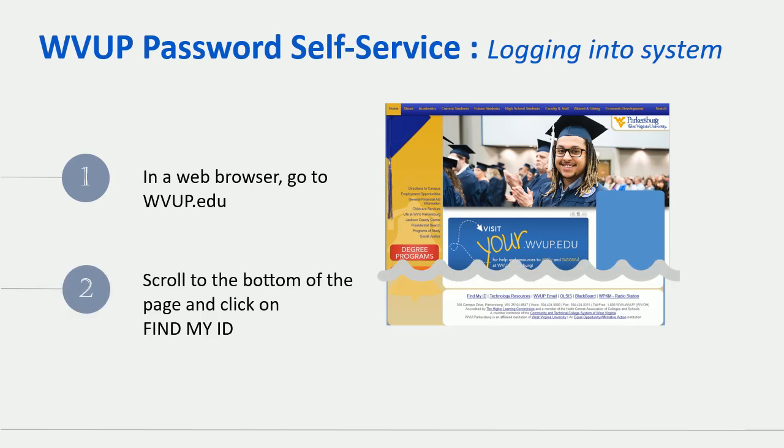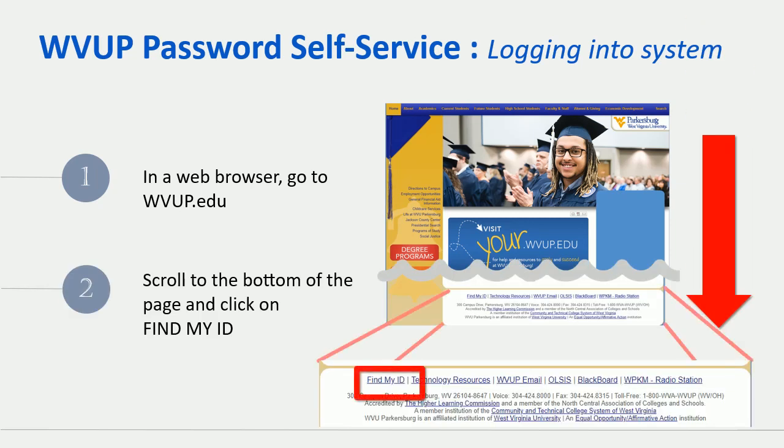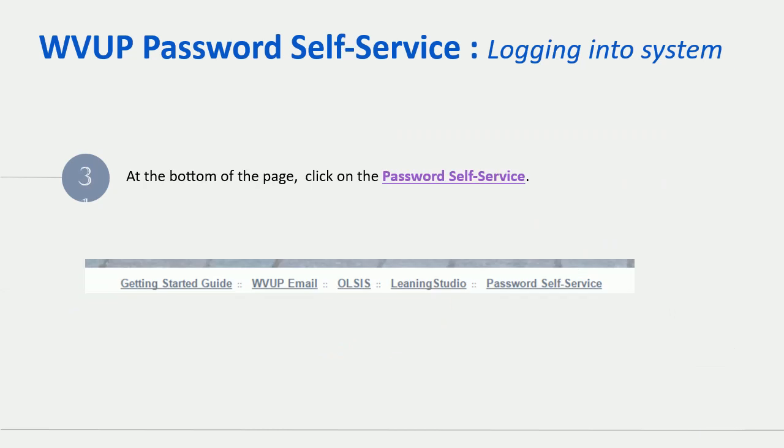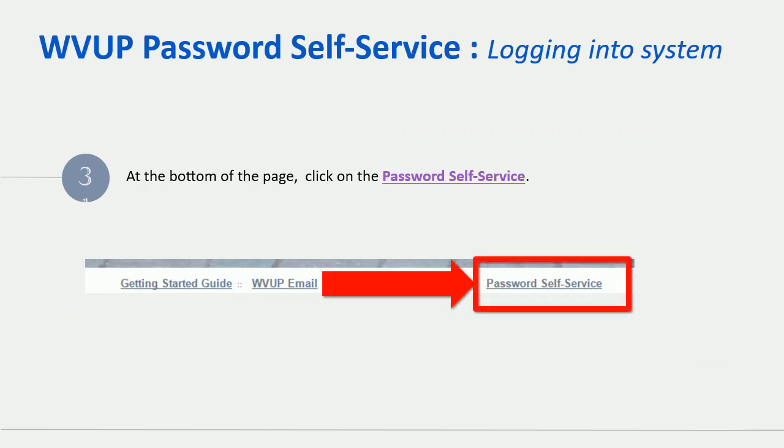In a web browser, go to wvup.edu. Then scroll to the bottom of the page and click on Find My ID. At the bottom of the page, click on Password Self-Service.